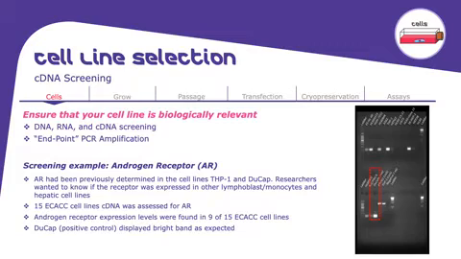Researchers previously used THP1 and DUCAP cell lines and wanted to know if the receptor was expressed in other lymphoblast, monocyte, and hepatic cell lines. The test was performed on 15 ECACC cell lines, and as you can see in this experiment, in a PCR, 9 out of 15 contained androgen receptor.